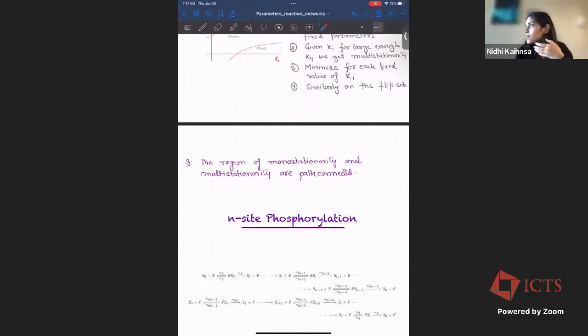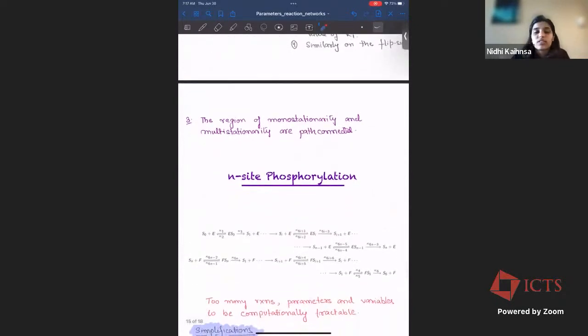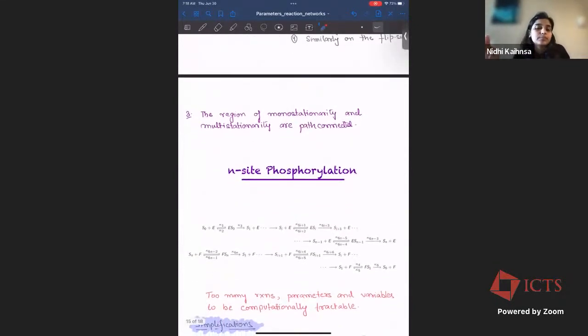And often this is in fact the case in networks that these are the building blocks for various cell signaling processes, even in the human body, and there are many sites which we are interested in. But with an increasing number of sites, what we end up with is too many reactions, too many parameters, and too many variables to be computationally tractable, like the case of two-site phosphorylation.